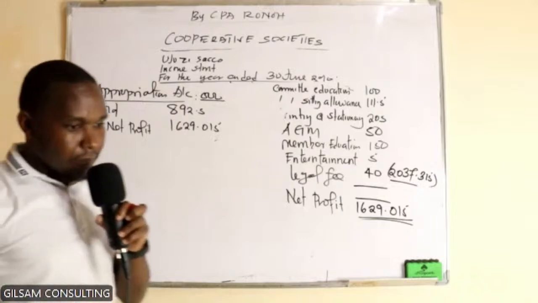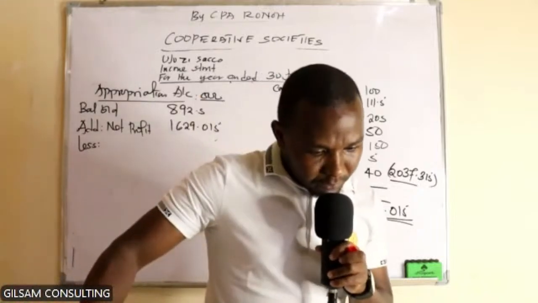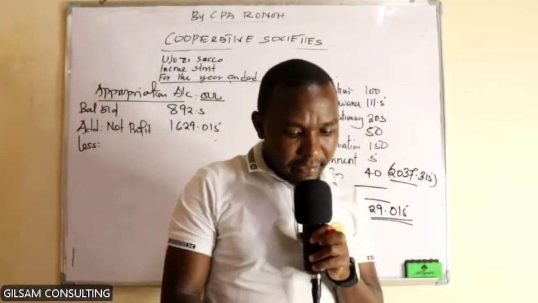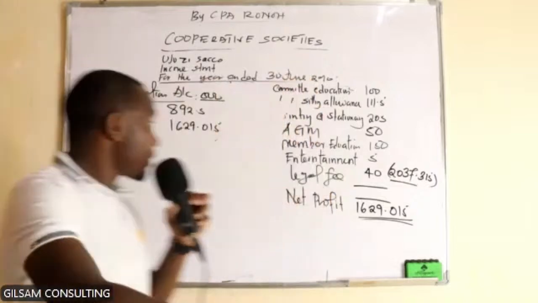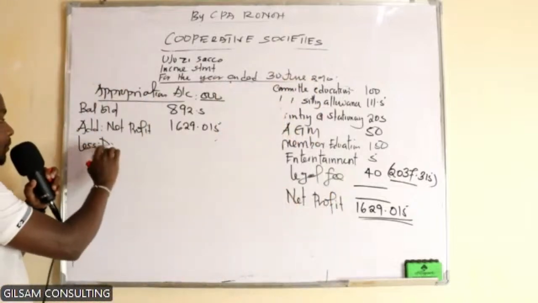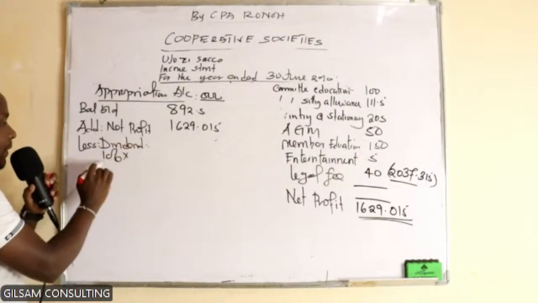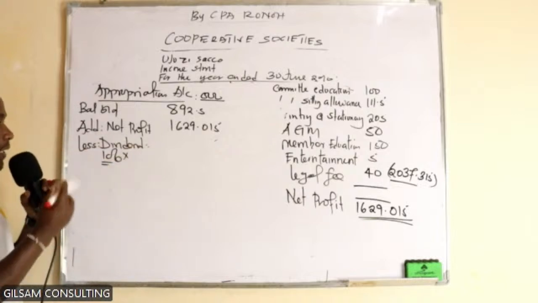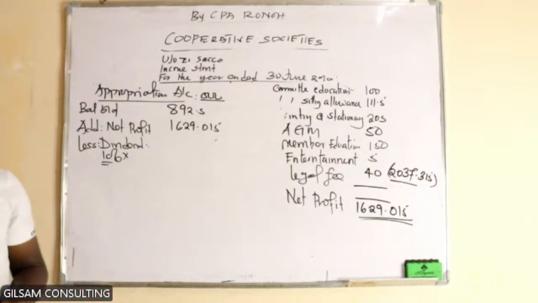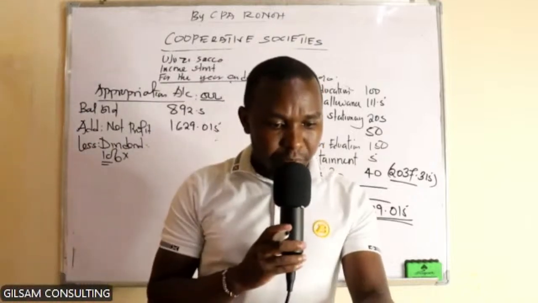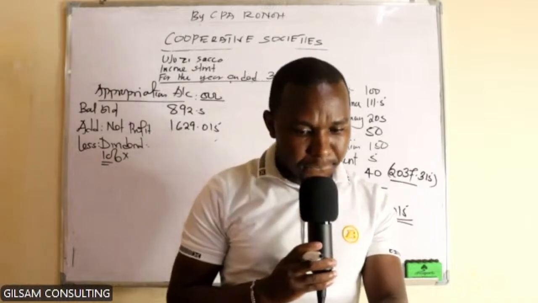We less the dividend. We have the dividend first. Yes, number 4: Members are to be paid a dividend at the rate of 10% per share. So we less the dividend, which is 10% per share. How much do we have as the share capital?